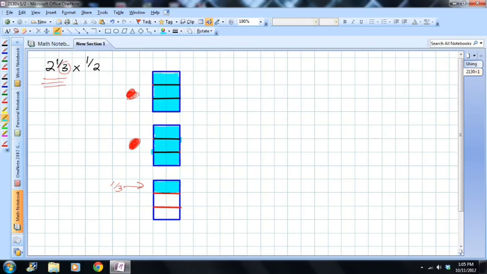Now let's take a look at the 1/2. Remember, we made our rectangles 2 units wide. So I'm going to split each of those rectangles up vertically into 2 equal segments, going all the way down.